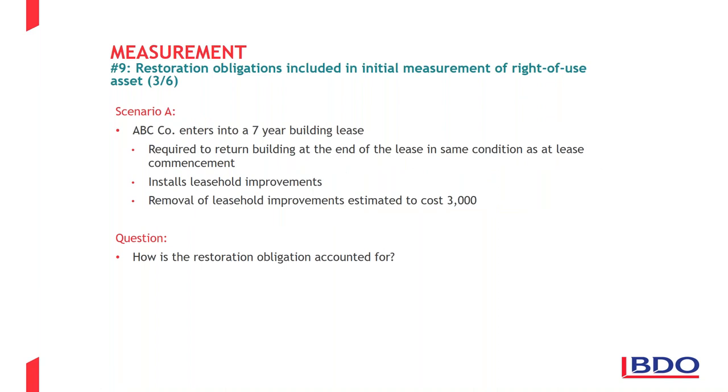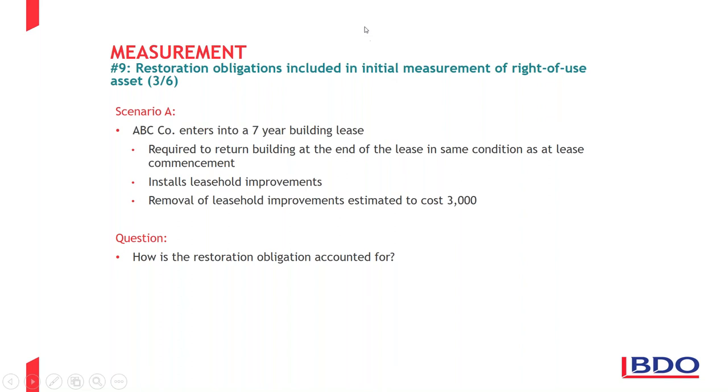Now, in this scenario, let's say ABC enters into a 7-year building lease, and they are required to return the building at the end of the lease in the same condition as at lease commencement. They install leasehold improvements, something like an internal staircase that you install in a building that you have to remove when you move out. And the removal of those leasehold improvements is estimated to cost, let's say, $3,000. How is this restoration obligation accounted for? So it's a lease, and how do we account for it?